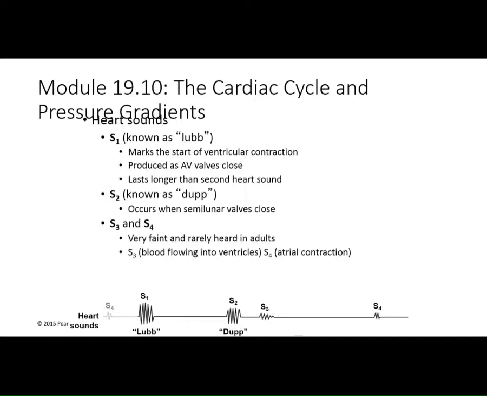There are other faint sounds that are rarely heard in adults, S3 and S4. So I'm not going to really worry about them. Across the bottom, right, you can see this lub and then the dub. And then S3 and S4 are not very common. S3, if you hear it, is caused by the blood flowing into the ventricles, and S4, the atrial contraction. But boy, those are not loud sounds. So I'm not going to be worrying about S3 and S4 with you.